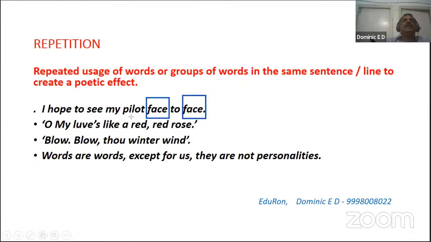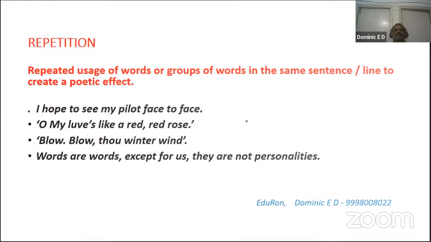Oh, my love's like a red, red rose. Blow, blow the winter wind. Okay, words are words, the same word repeated. So these are all some of the examples of repetition. I repeat once again, repetition means when the same word is repeated within a single sentence or a single line.